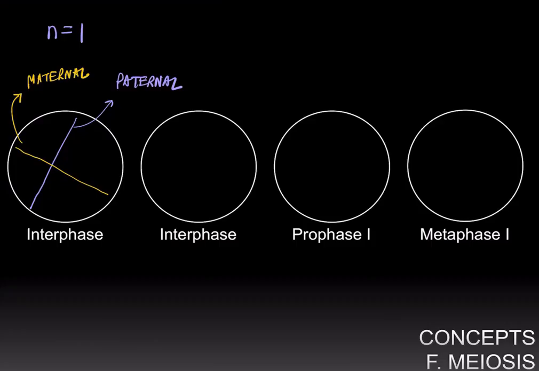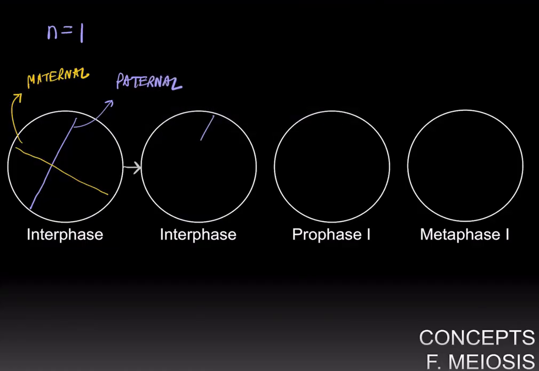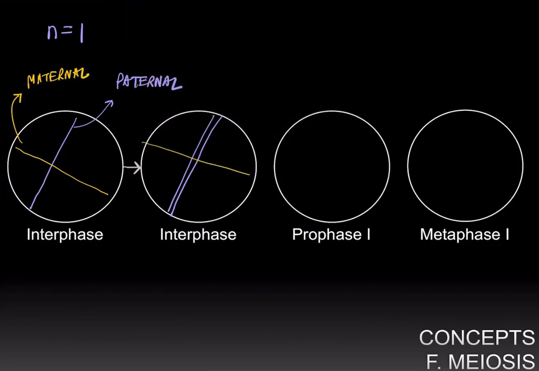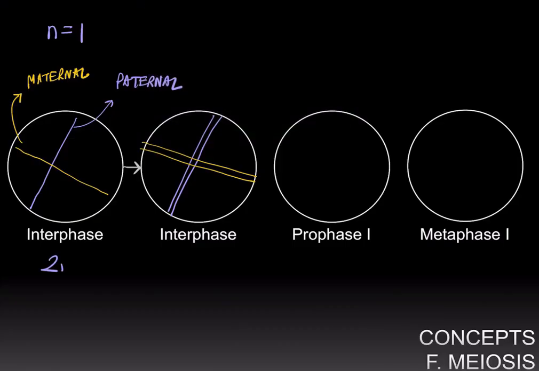Now during interphase, during the cell cycle in the interphase, in the S phase, the DNA is going to be copied, and therefore we're going to end up with doubling the number of chromosomes. And therefore this cell had 2n chromosomes, and now we have 4n chromosomes, and n is equal to 1.